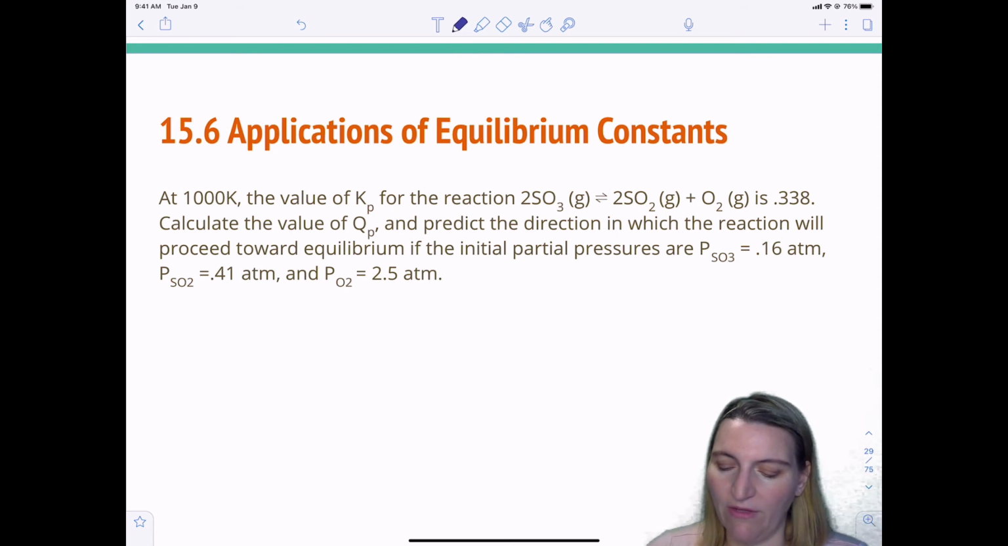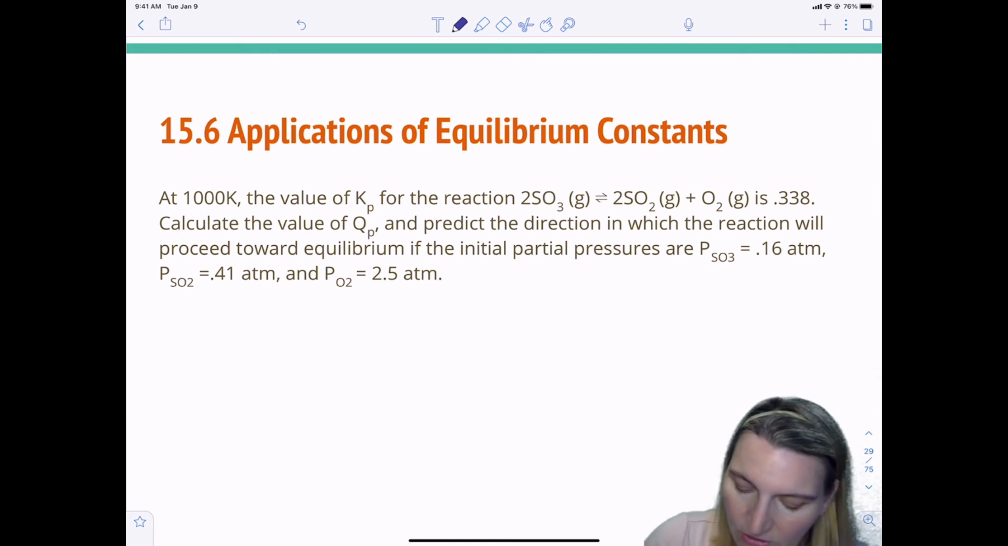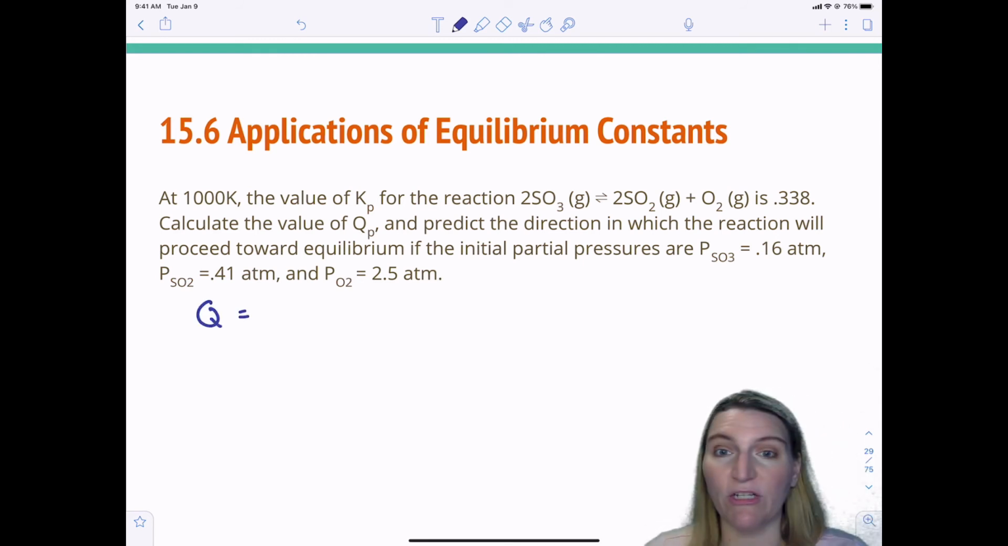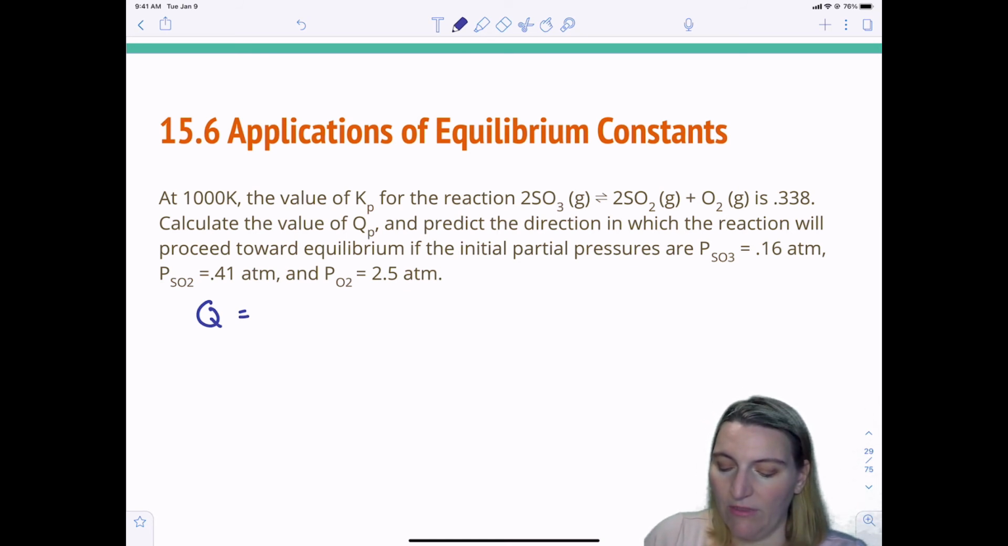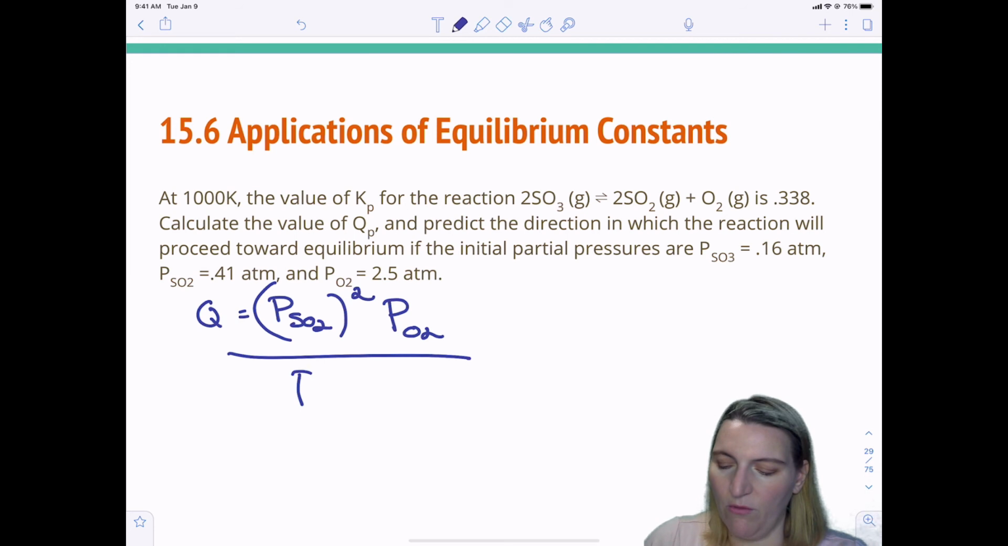So at 1000 Kelvin, the value of KP for the reaction, 2 sulfur trioxide gas decomposing into 2 sulfur dioxide and oxygen gas, is 0.338. Calculate the value of QP and predict the direction in which the reaction will proceed toward equilibrium if the initial partial pressures are, and they give us those 3 numbers. The first thing we do is write out the expression, the same as we would for the equilibrium constant. It is the pressure of SO2 squared times the pressure of O2, over the pressure of SO3 squared.